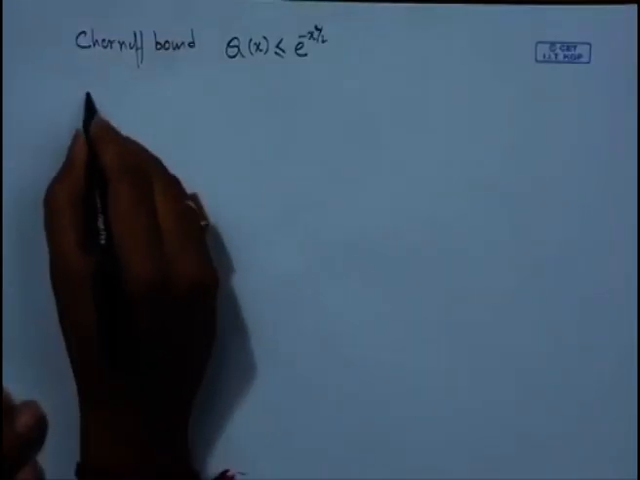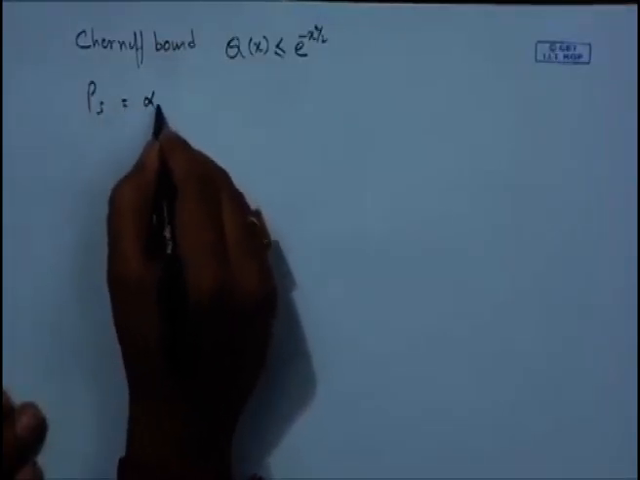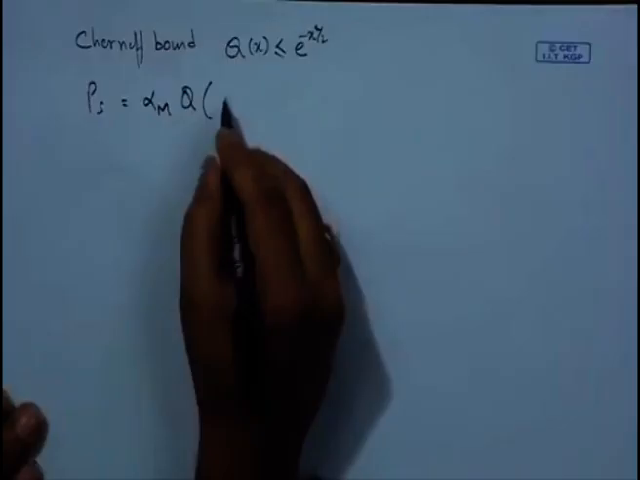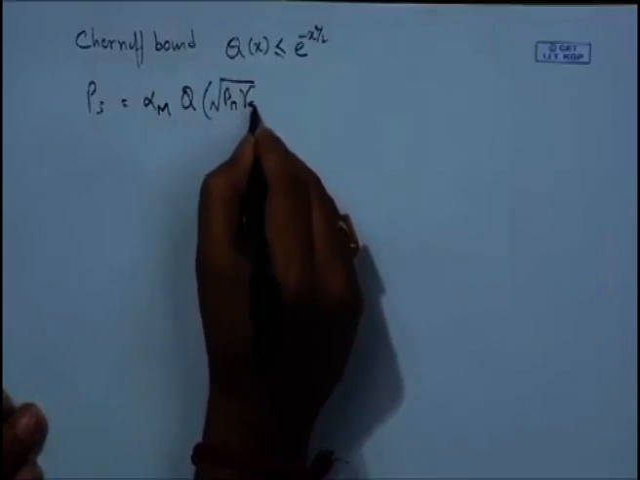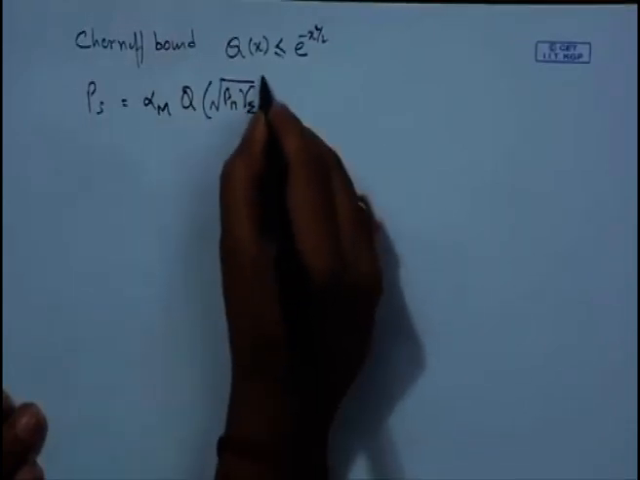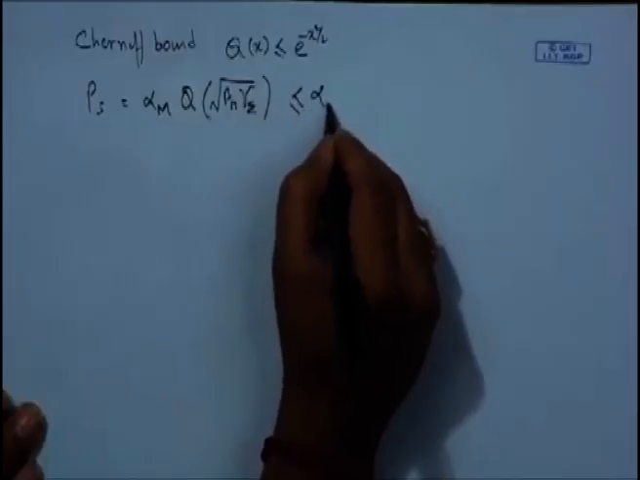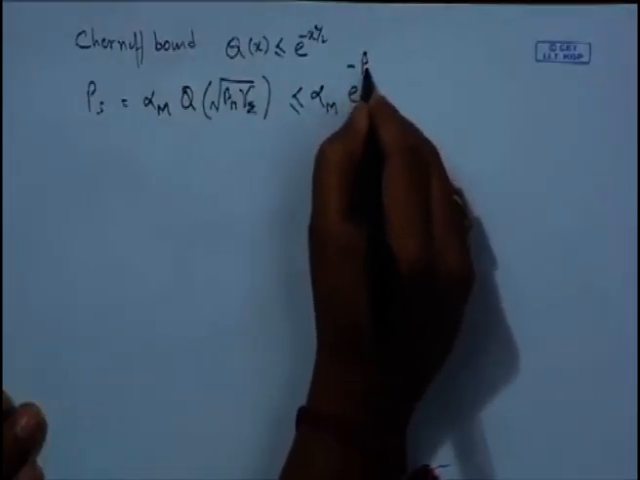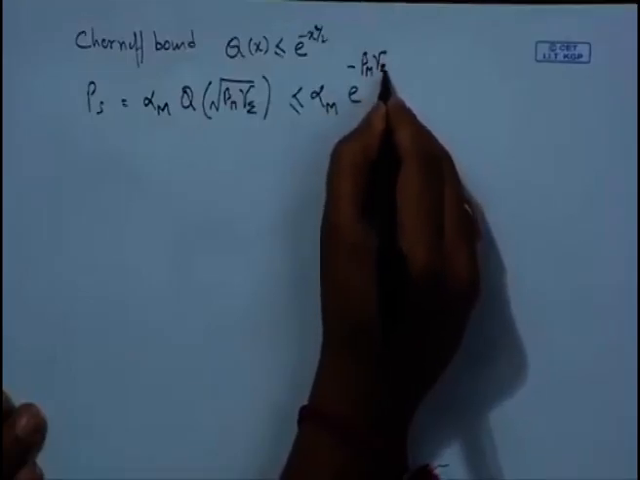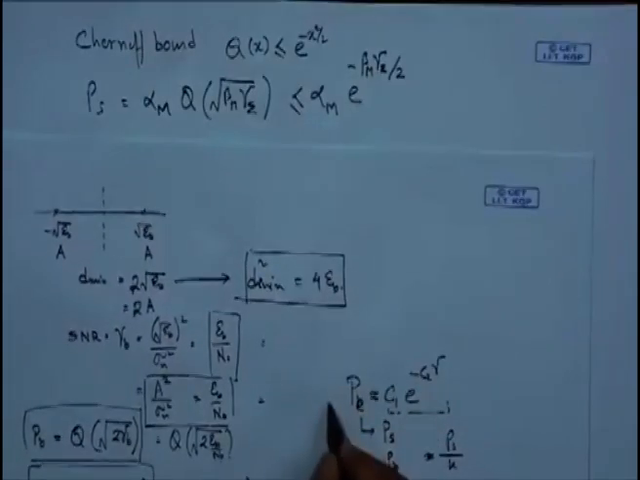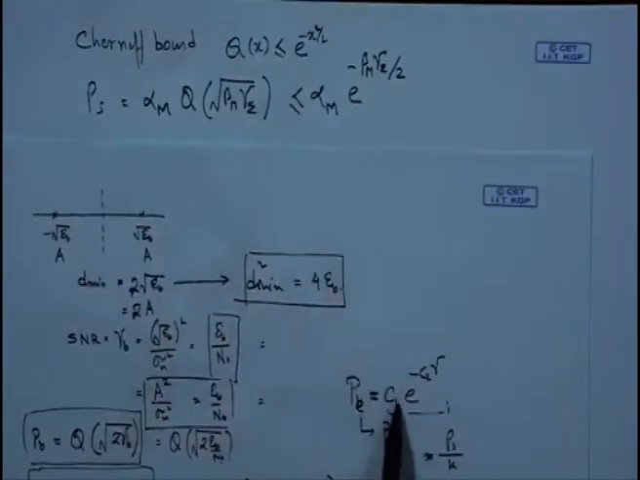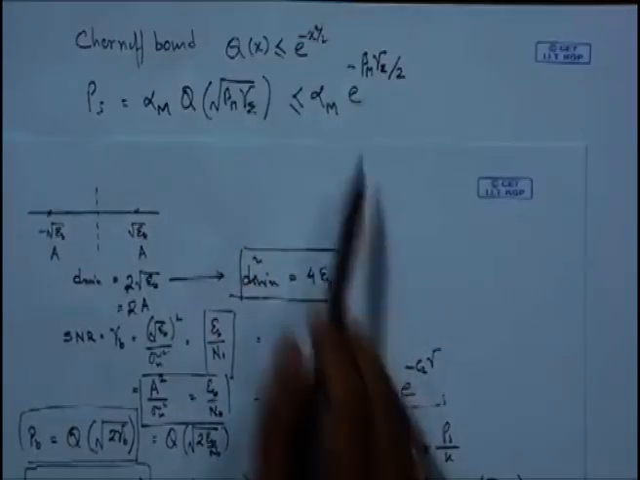So the probability of symbol error is given as alpha m Q of root beta m gamma sigma, where gamma sigma is the summation for an MRC. This is less than or equal to alpha m e to the power of minus beta m gamma sigma by 2. If you look at this expression, it is similar in form to the one we wrote earlier, where C1 is equal to alpha m and C2 is equal to beta m by 2. This is a typical form that is very, very useful.